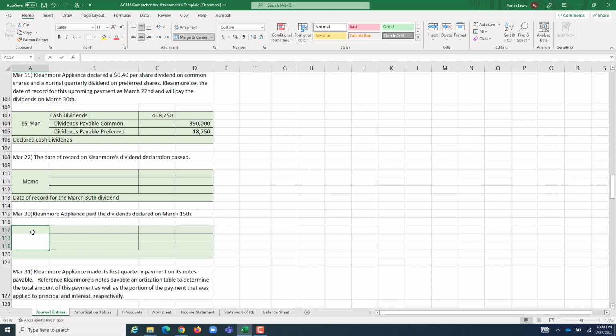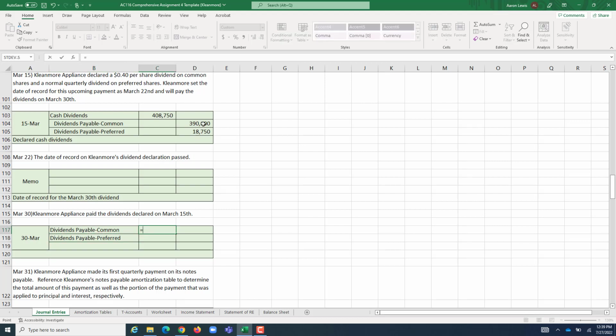Then March 30th rolls around, 3/30. We have to actually pay those dividends. Well, if we do so, we're no longer going to be liable to have to pay them in the future. We met our obligation to our shareholders. So those two liability accounts are dividends payable common and our dividends payable preferred are going to come off the books. And they're going to come off for exactly the amount that we said we're going to pay. $390,000 for common shares and $18,750 for preferred shares.